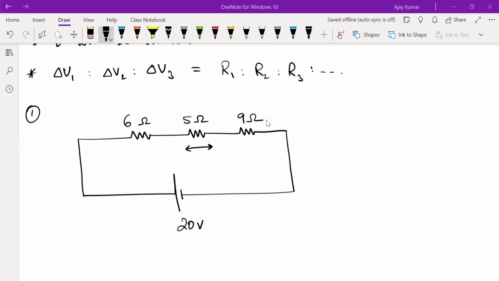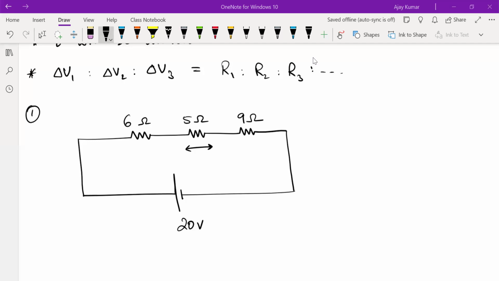Yes, your answer is correct only. How did you calculate? Did you use the ratio or did you find out current and then the potential difference? No, sir, ratio. Okay, fine. Okay, all your answers are correct only. It is 5 volt.